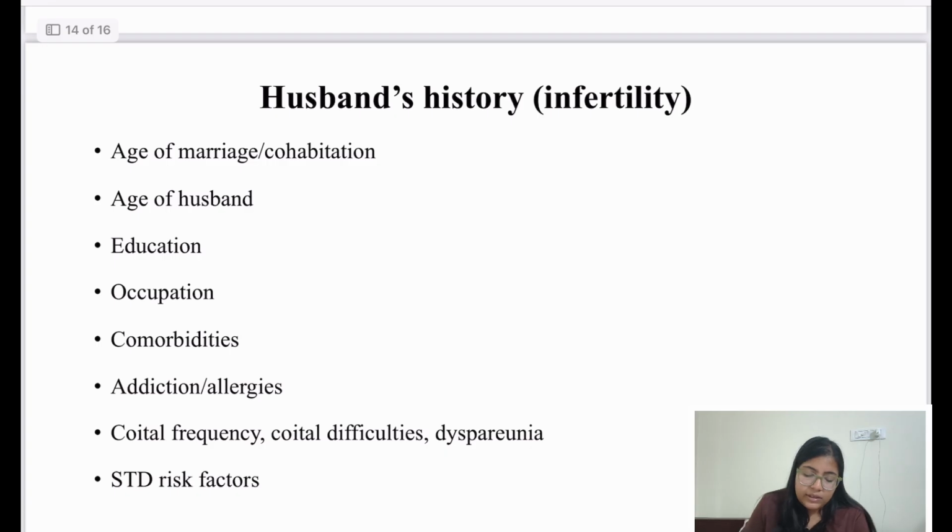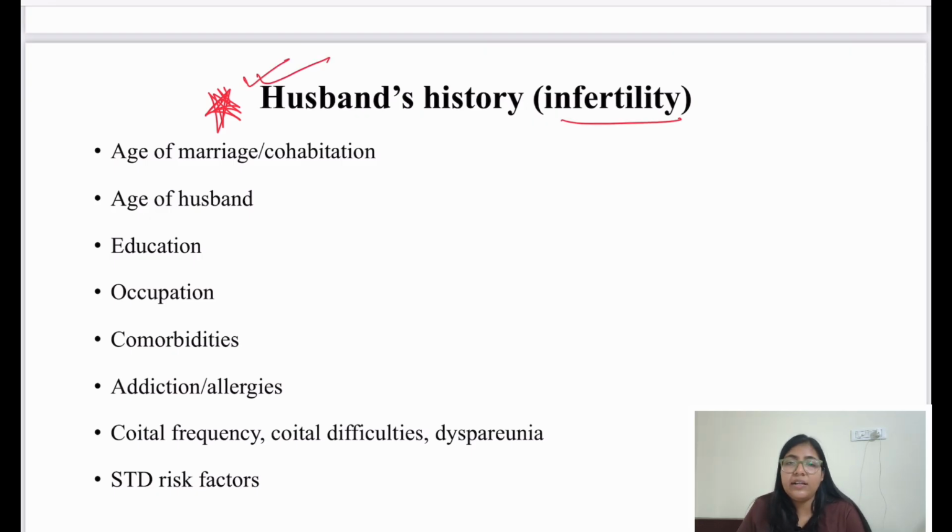And there is one more part which is of utmost importance in an infertility patient, that is the husband's history. You may not be taking it in other patients who present with other symptoms, but in patients of infertility you have to take this history, which includes her age of marriage and her age of cohabitation. A patient may be married for 10 years, but she may be trying for conception only for a year. So age of cohabitation is also very important.